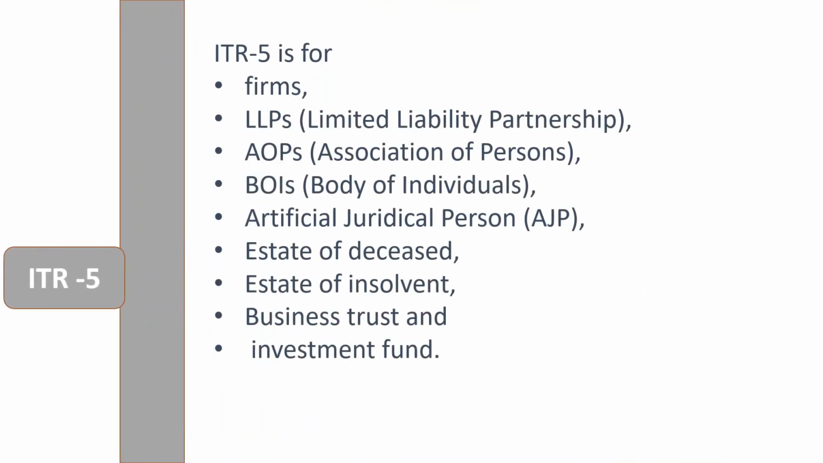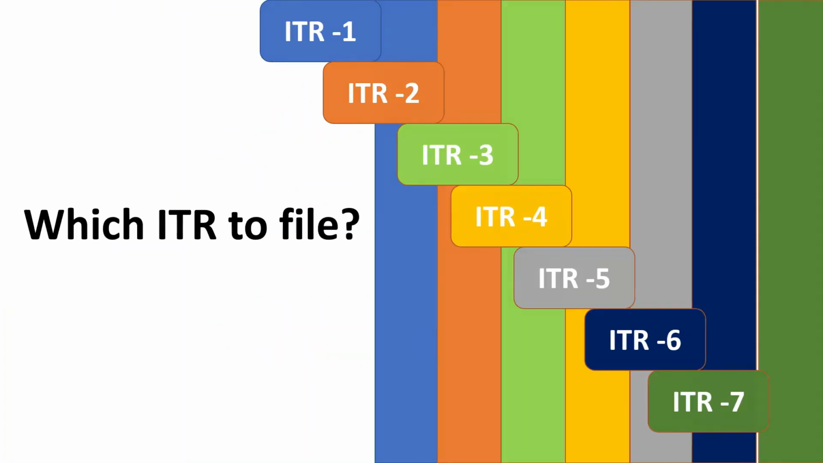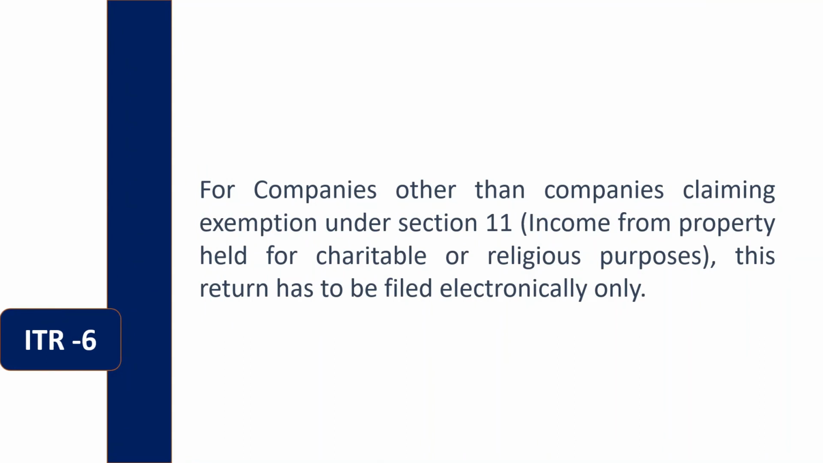ITR 5. ITR 5 is for firms, LLPs, limited liability partnerships, AOPs, associations of persons, BOIs, bodies of individuals, artificial juridical persons, AJP, estate of deceased, estate of insolvent, business trust and investment fund. ITR 6 is for companies other than companies claiming exemption under section 11, income from property held for charitable or religious purposes. This return has to be filed electronically only.